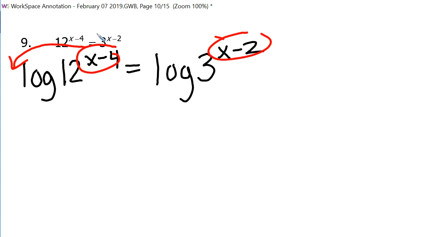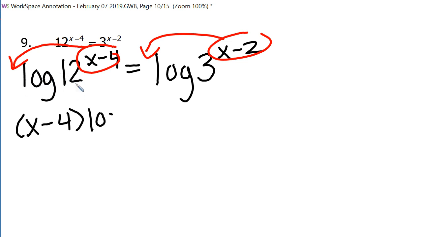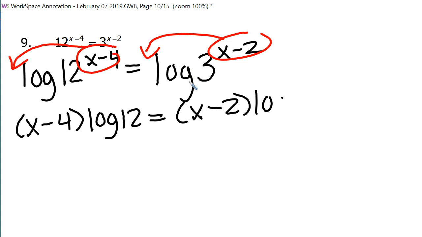So those exponents, pull them out front and make them a coefficient. And since they are binomials, what do they mean? Parentheses. So x minus 4 in parentheses, log of 12, equals x minus 2 in parentheses, log of 3. Now if you have x's on both sides, you do have to distribute. So distribute the log of 12 on the left side, and on the right side, distribute the log of 3.